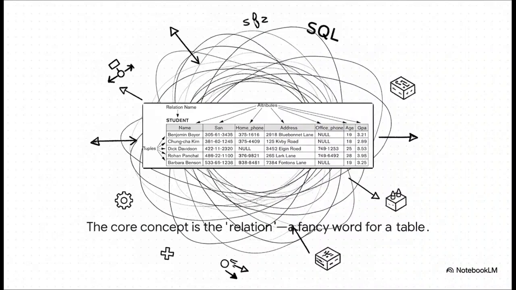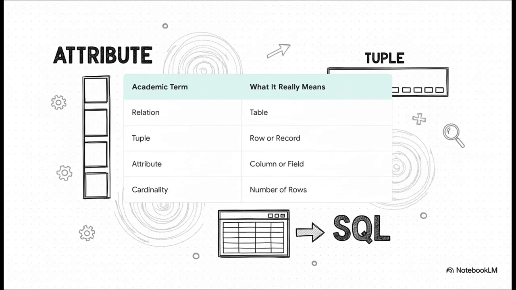Okay, before we can learn this new grammar, we need to get the vocabulary down. In the world of relational algebra, everything, and I mean everything, starts with a relation. And as you can probably guess, that's just a fancy academic word for a table. I know the academic language can seem a little intimidating, but it maps directly to concepts you probably already know. A tuple is just a row. An attribute is just a column. See? At the end of the day, it's all just about tables.